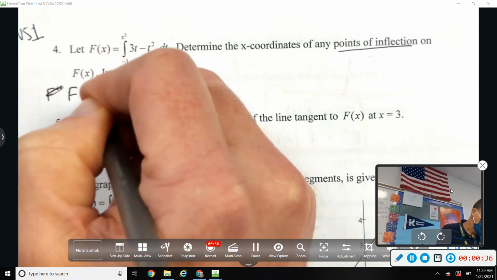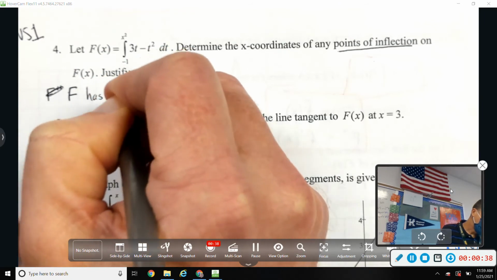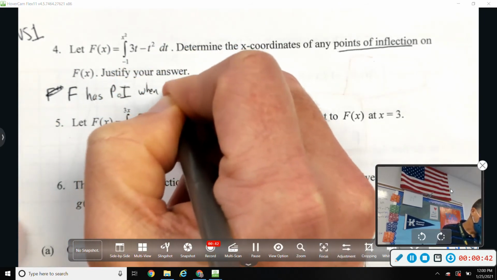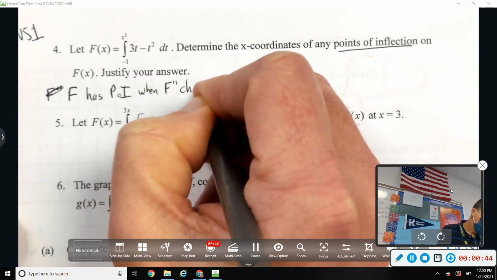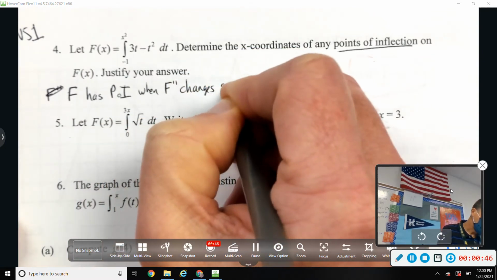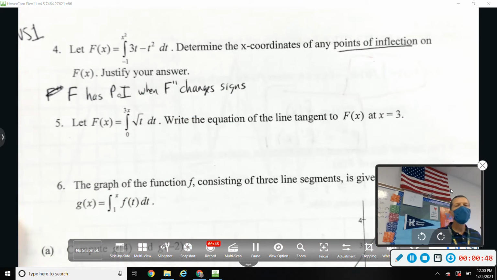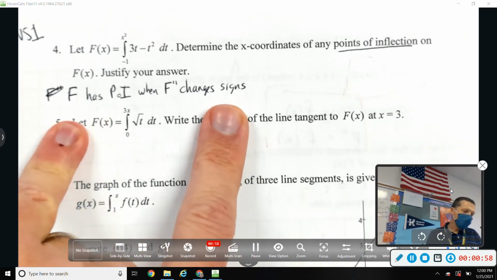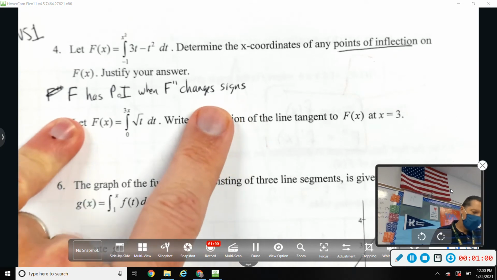Let's just start with f. F has a point of inflection when f double prime changes signs. So I've justified my answer already. I mean, not completely. I need to find f double prime and do some more work, but that helps me know what I'm looking for. When f double prime changes signs.